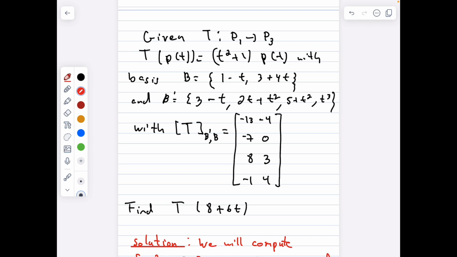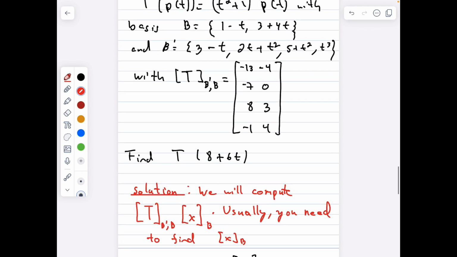And you have two bases here that we're going to refer to: 1 minus t and 3 plus 4t, that's the basis B for P1. And B prime, which is 3 minus t, 2t plus t squared, 5 plus t squared, and t cubed, which is a basis for P3. Okay, and you have this matrix, which represents the linear transformation with respect to the bases B to B prime: minus 13, minus 4, minus 7, 0, 8, 3, minus 1, 4, reading that as rows. And what we're going to do is find T of 8 plus 6t using this matrix, okay?